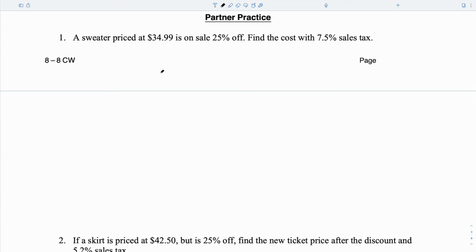Sales tax means addition, so we add that. Make sure you guys are including money signs if it's talking about money. I think every problem is money today.